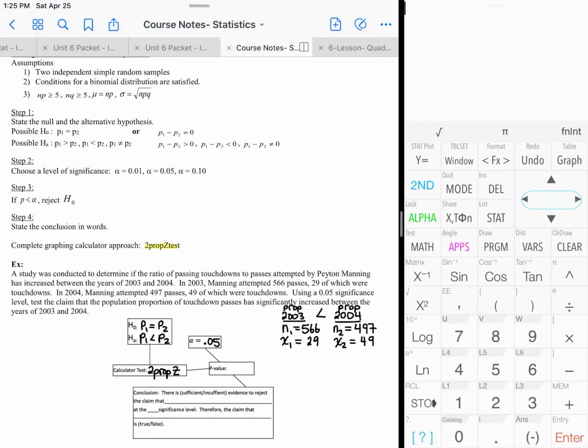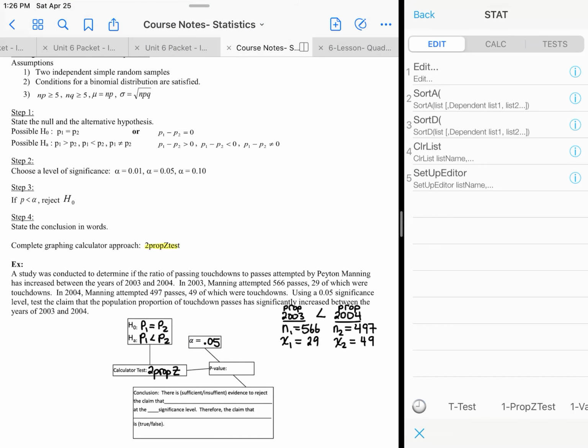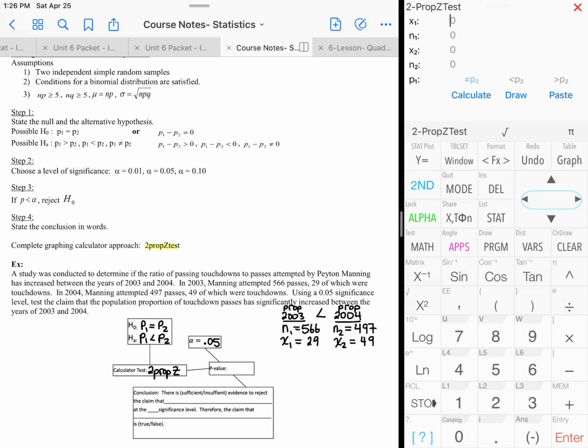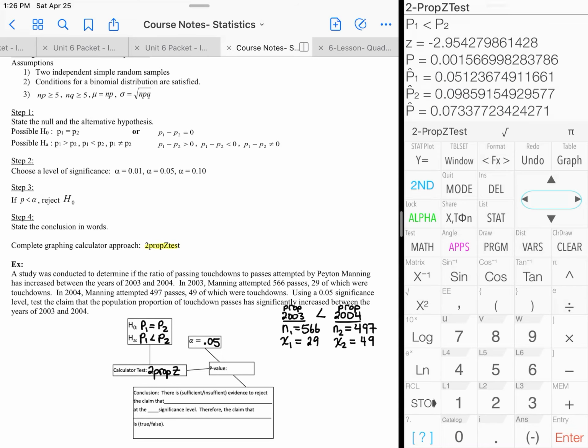I would even suggest that the population proportion cases are the easiest ones when dealing with the calculator, because if you go to stat test, 2-prob-z test, it's tailor-made. You just got to put the numbers in the right order. So 29 out of 566 and 49 out of 497, with a less than symbol. All right, and then we go to calculate.